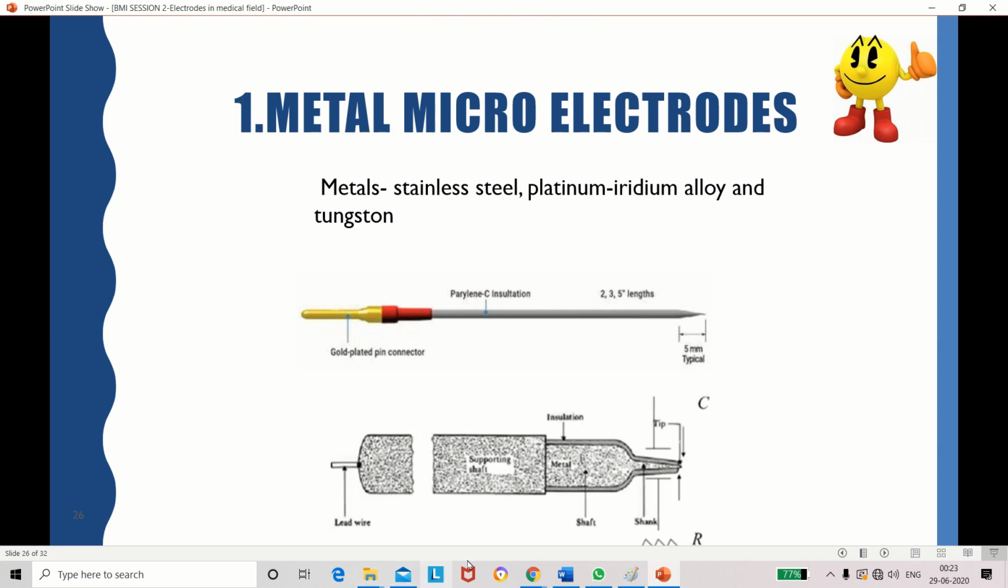See, this is the pictorial representation for understanding purpose. The same diagram. See this. This is the needle. Here it is coated with some insulating material, and here we have the shaft. It's acting as a connector or a medium, and it's ended by the lead wire. So the lead wire is acting as a connector.